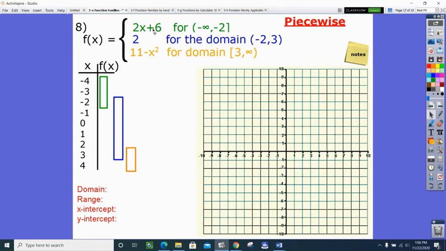Okay, so you're going to notice I'm color coding this. So for all of these inputs, notice that they fall in to this piece of the domain. So -4, -3, -2, I'm going to use the 2x plus 6. So when I put -4 in, 2 times -4 is -8 plus 6. So the output would be -2. When I put the 2 times -3, I'm going to get -6 plus 6, which is 0. And 2 times -2 is -4 plus 6, which is 2.